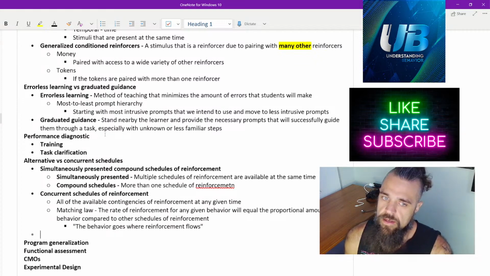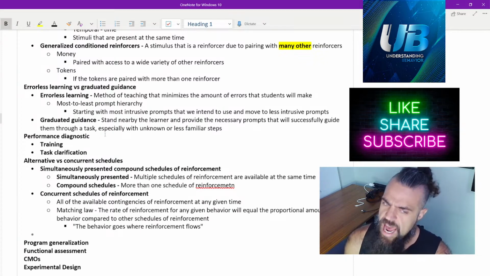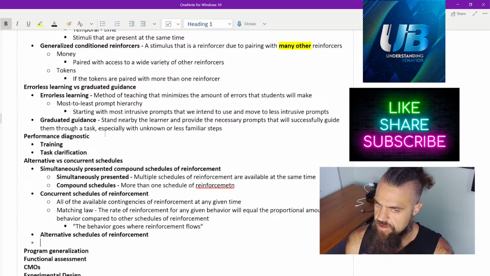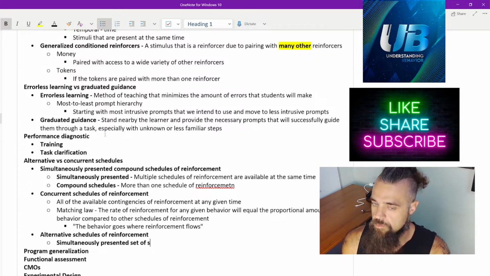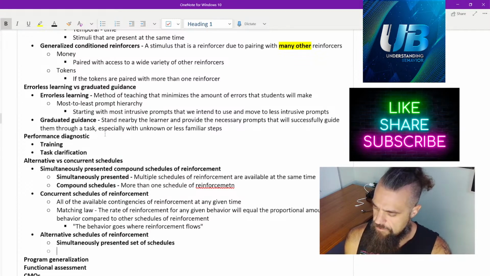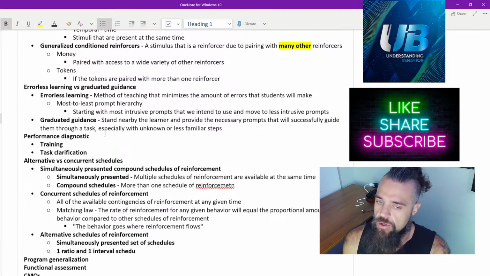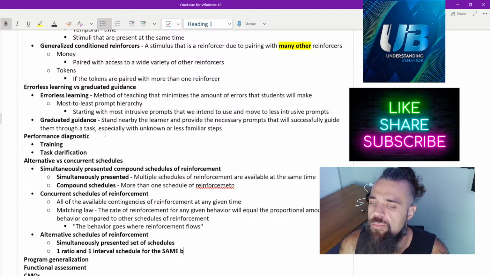Cool. So that's our concurrent schedules of reinforcement. We have now our alternative schedules of reinforcement. So these are much different. So this is also a simultaneously presented schedule. The main thing to focus on here is it's always one ratio and one interval schedule for the same behavior.